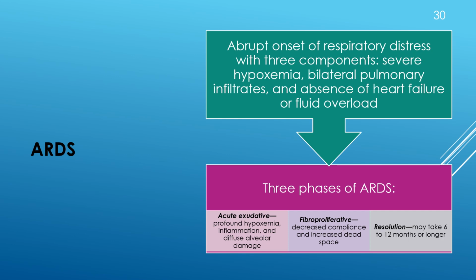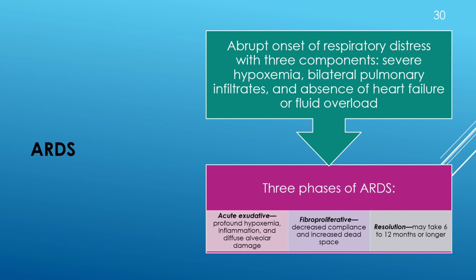It all depends. When you think about ARDS, there are three different stages: the acute stage, the fibrotic stage, and the resolution stage. During the acute stage, there's profound hypoxemia, there's inflammation, and there's diffuse alveolar damage. At this point, during the acute stage, this is when you want to do a low tidal volume strategy. You want to use high levels of PEEP, low tidal volume, because this is a time when you really want to protect the lung from any kind of further damage.